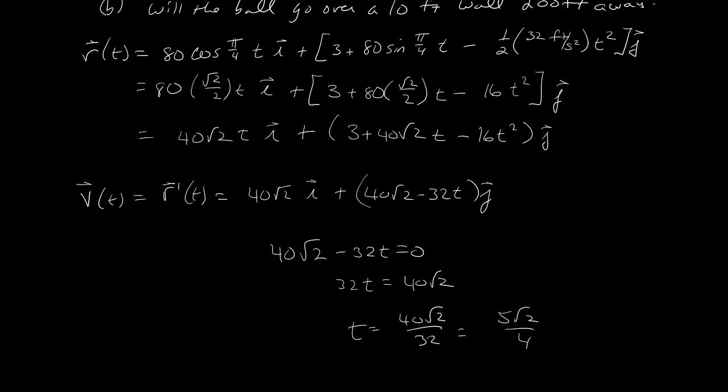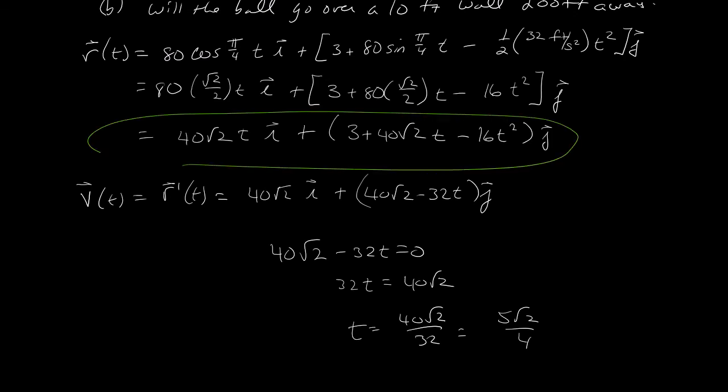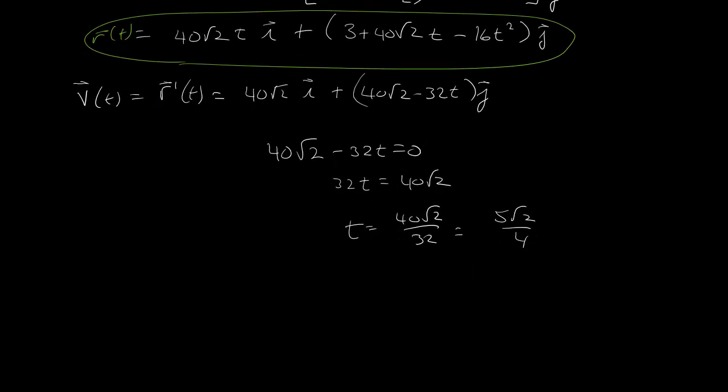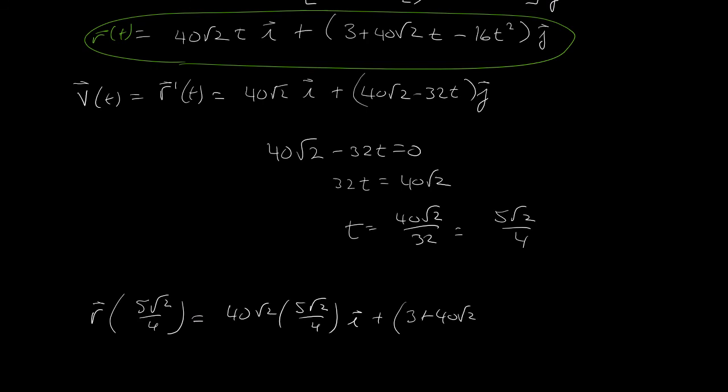So we'll now plug that into the position vector to find out what is that maximum height. Okay, so I'm going to go ahead and circle the position vector just so I don't lose track of it. There we go, and I know what I'm plugging into. Okay, so r of 5 root 2 over 4 is equal to 40 root 2 times 5 root 2 over 4 in the i direction plus 3 plus 40 root 2 times 5 root 2 over 4 minus 16 times 5 root 2 over 4 squared in the j direction.